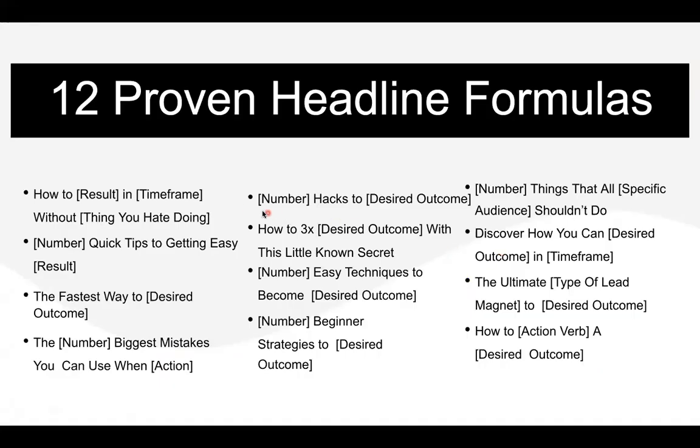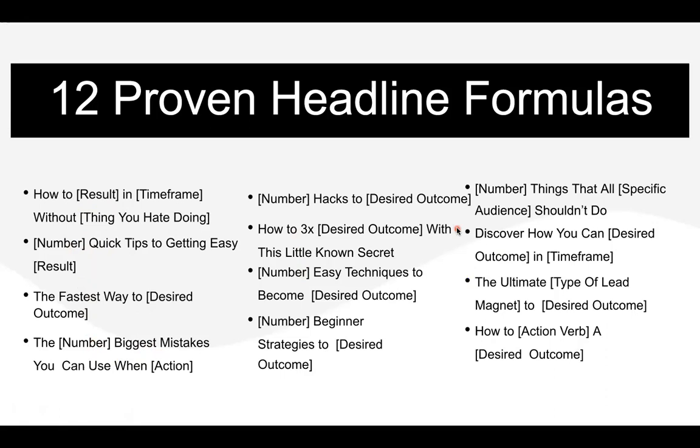12 proven headline formulas: how to get a result in 13 days without doing something that you hate. 10 quick tips to getting easy clients, easy credit for clients. The fastest way to fix your credit in 30 days. The 10 mistakes you can avoid when trying to fix your credit. 13 hacks to boost your credit score 150 points. I always like to use specific numbers in a specific time frame. How to triple your credit score with this little known secret.